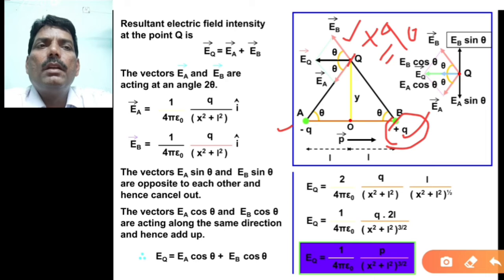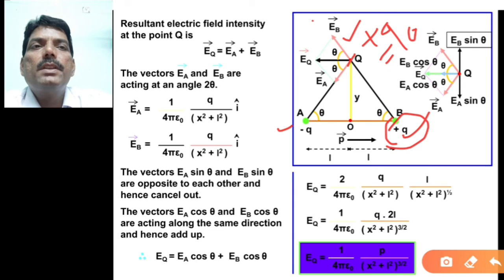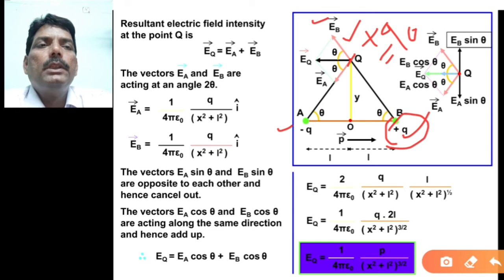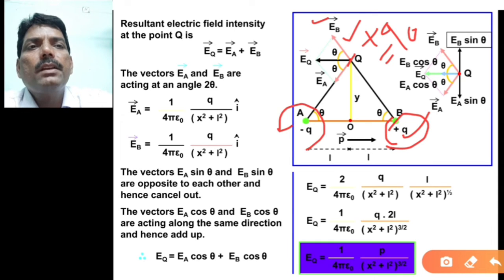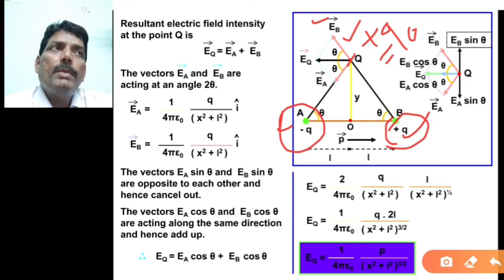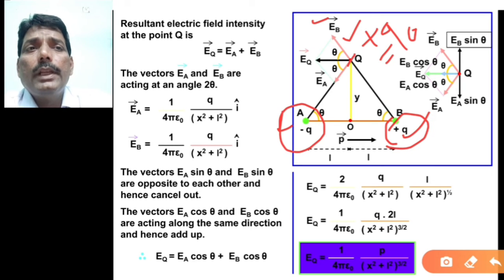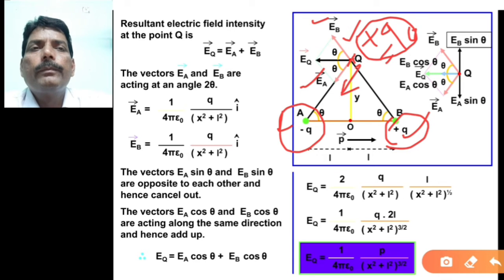B means at point B you have kept charge plus q, therefore the electric field due to that charge is given by E suffix B. So this is nothing but electric field EB, away from this charge, you can say along BQ. Similarly, if you take this charge minus q, due to minus q the electric field or the force on this test charge will be attractive, so it will be shown as EA. You can see here this direction, that is EA.